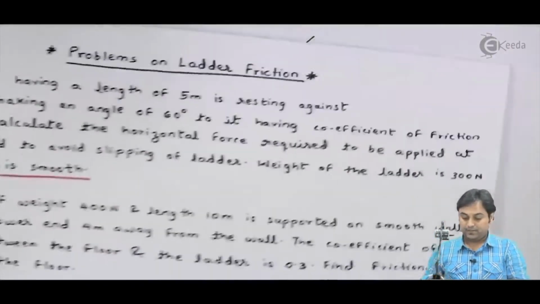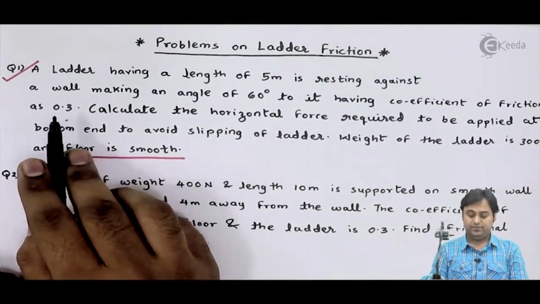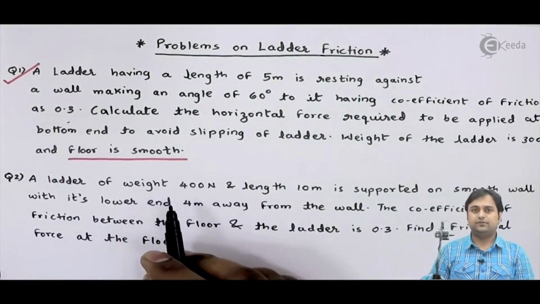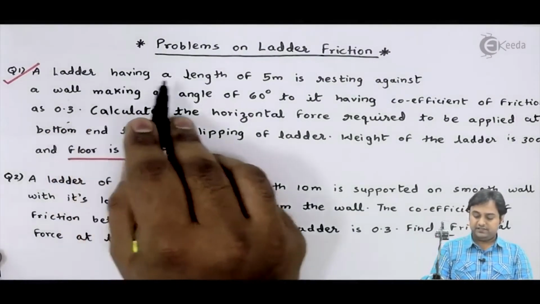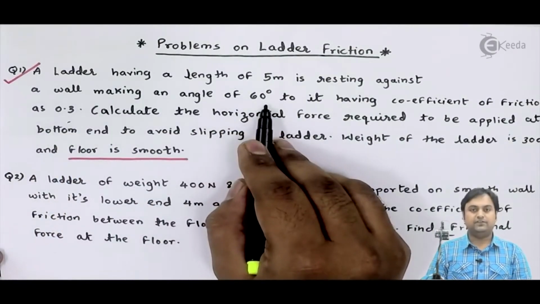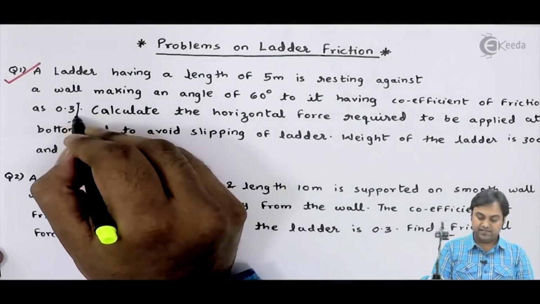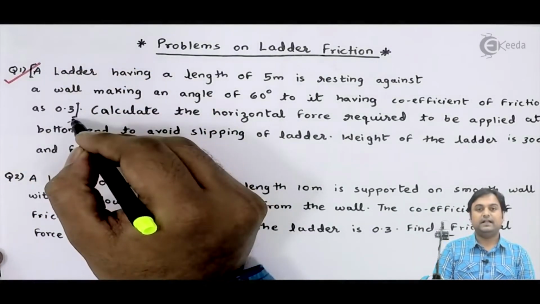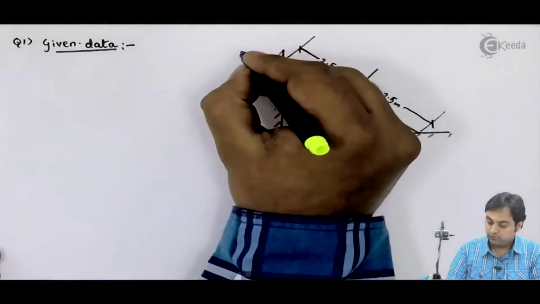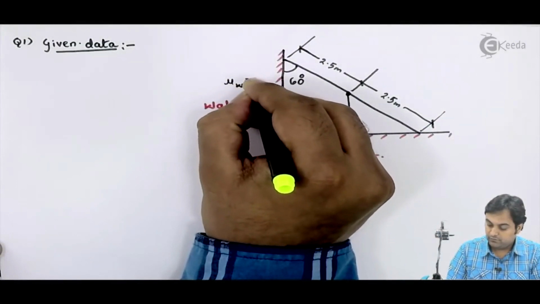Next, having coefficient of friction as 0.3. See, remember, here in these kind of problems on ladder friction, we would be having two values of coefficient of friction. First, they have given that a ladder having length of 5 meter is resting against a wall, making an angle of 60 degree to it, having coefficient of friction 0.3. So this coefficient of friction which they have given, it is between the ladder and the wall. So that is the value of mu w. So I can say that mu w is equal to 0.3.